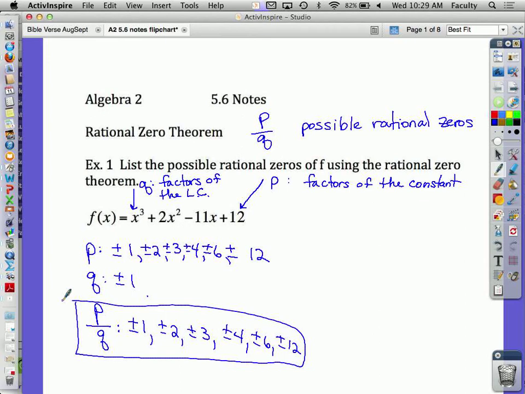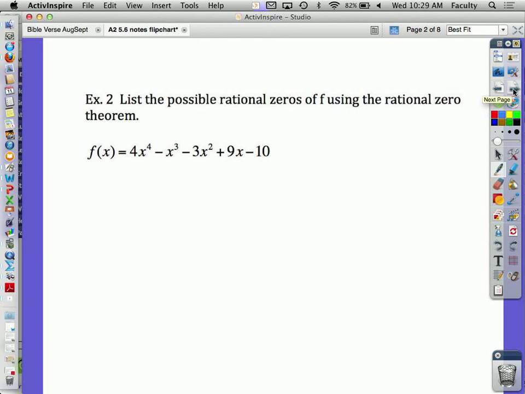Now, in the first few examples, it just says list the possible rational zeros. It doesn't say what are they. It just says what are the possibilities. So the rational zero theorem gives us a new tool that gives us some options. All right, so let's do it again.